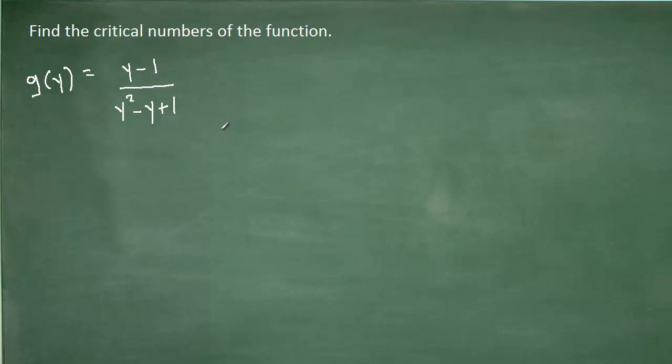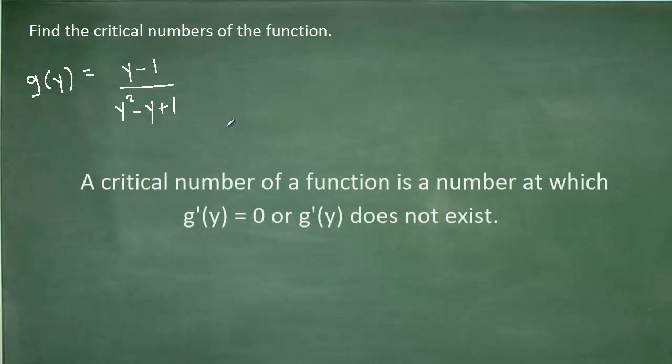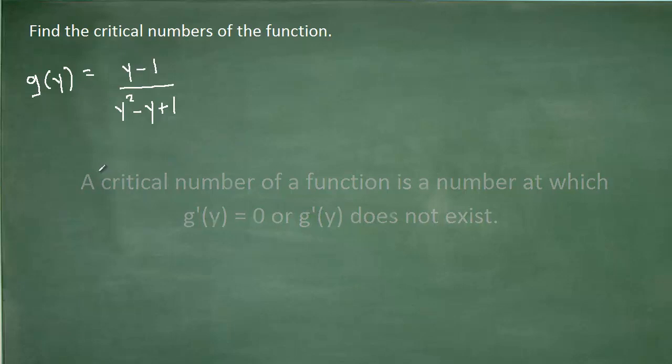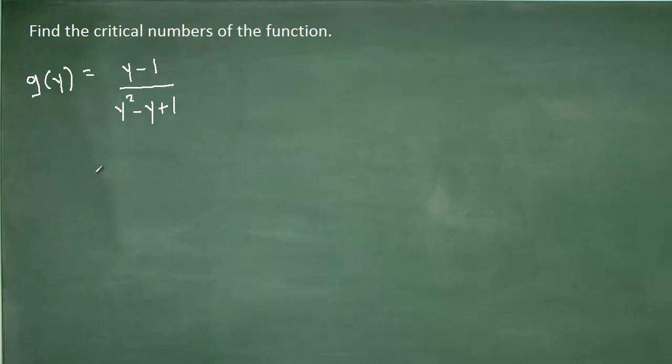Basically, a critical number is a value of x at which the derivative is equal to 0 or the derivative does not exist. So what that means is that we're going to have to calculate the derivative of this function and then try to determine the values of y, in this case it's y as opposed to x. We have to find the values of y at which the derivative is equal to 0 or does not exist.